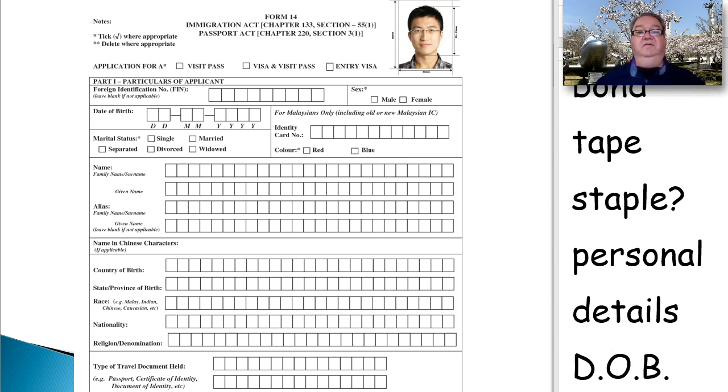DOB, date of birth, is a common one. We have DDMMYYYY. DD, that's day. So for example, today is the 21st, so you put a 2-1. Month, what month is it? May, which is the 5th month. So you put 05. You want to use both boxes, 05, and then 2020, year. Okay, so always make sure you use 2 digits.